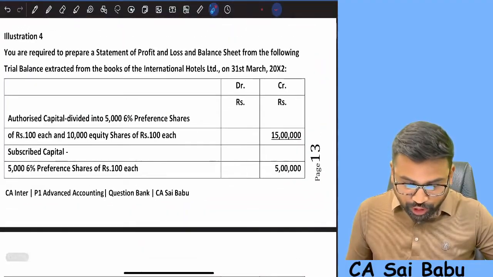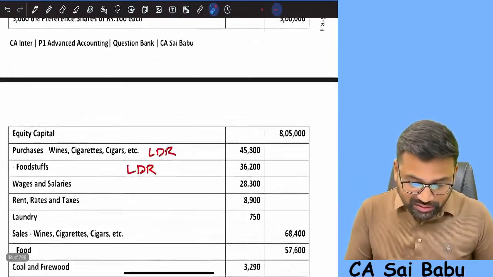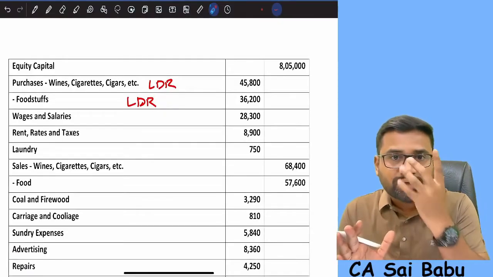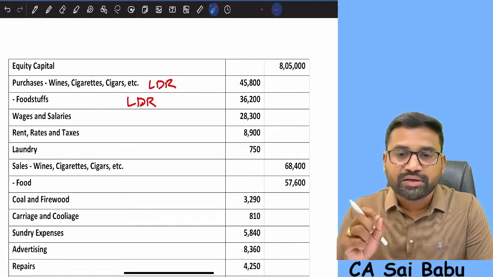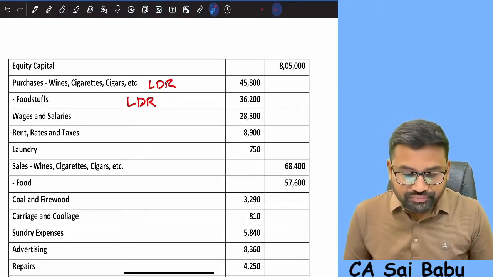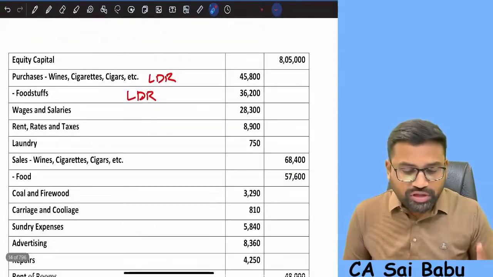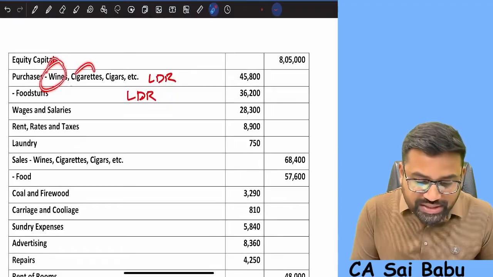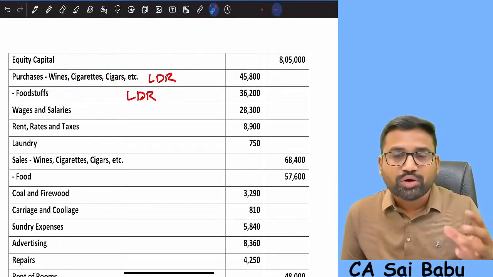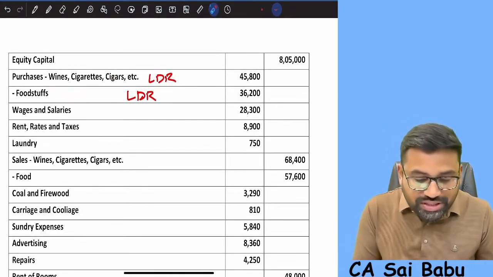Next, coming to problem number 4, illustration number 4, International Hotels Limited. In this question, when you are preparing the financial statement, you need to see the nature of business also. Now, for a hotel, the main adjustment is inventory adjustment. Think from the hotel's point of view. The hotel is selling wines, cigarettes, cigars. This is stock in trade because hotels are not manufacturing these wines, cigarettes, cigars. They are purchasing and selling to the customers. So, this is stock in trade.